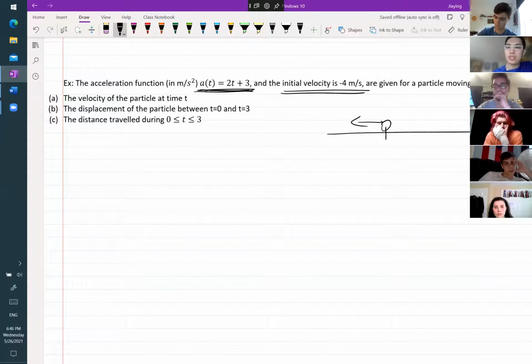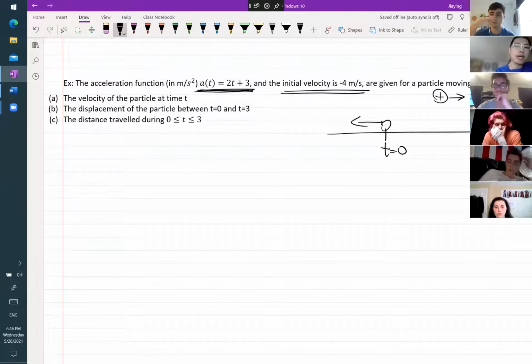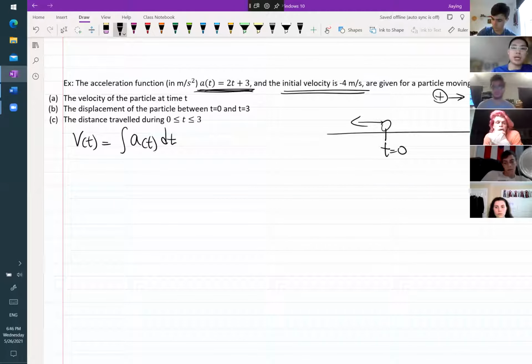So this is time equals 0. And the -4 just means to the left. So here we're taking the positive direction as going right, so -4 means going left. And then we want to know the velocity of the particle at time t. Well, hopefully you remember that velocity is equal to the integral of acceleration with respect to time, just like position is the integral of velocity with respect to time.